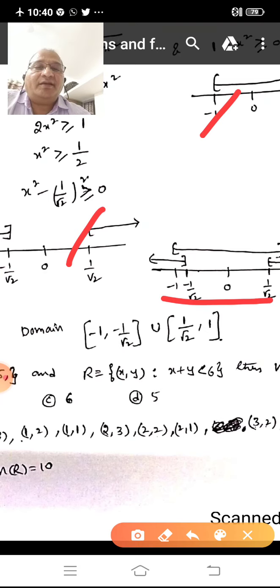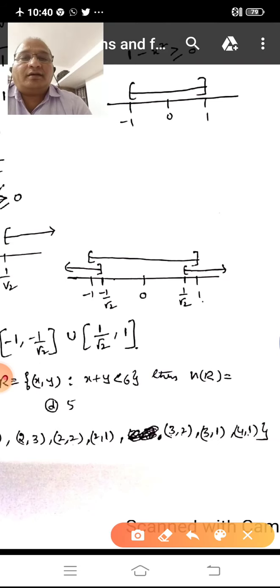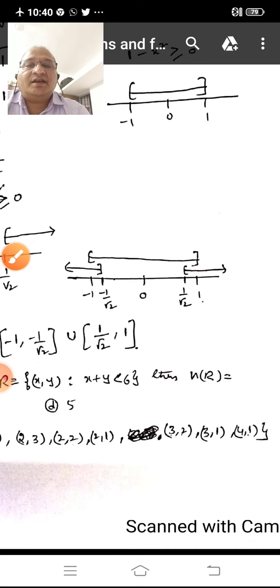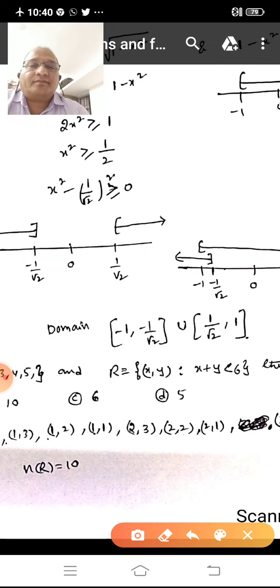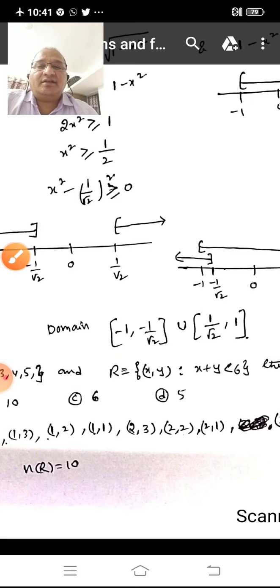So if you see, minus 1 to minus 1 by root 2, and 1 by root 2 to 1. Therefore the domain of this function is this one: minus 1 to minus 1 by root 2, union 1 by root 2 comma 1. So this model question is a guaranteed question in JEE as well as in CET.